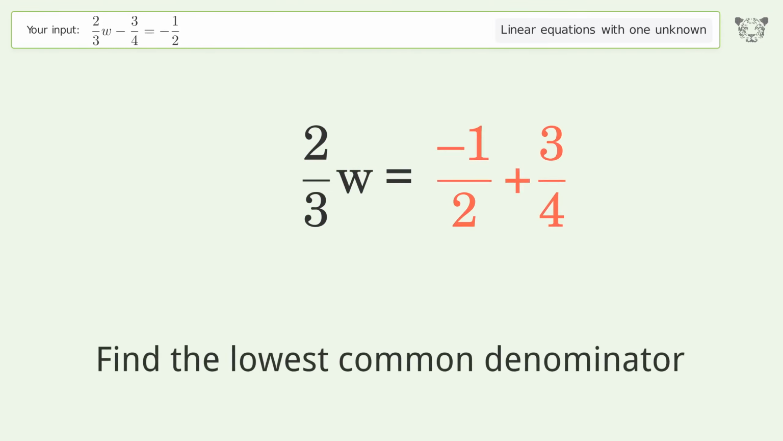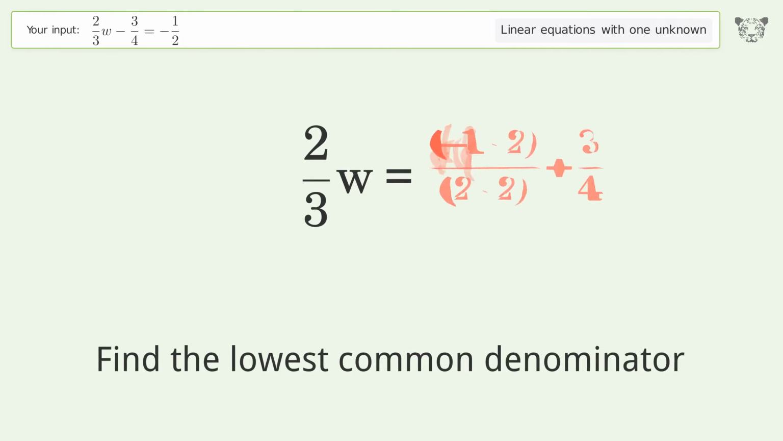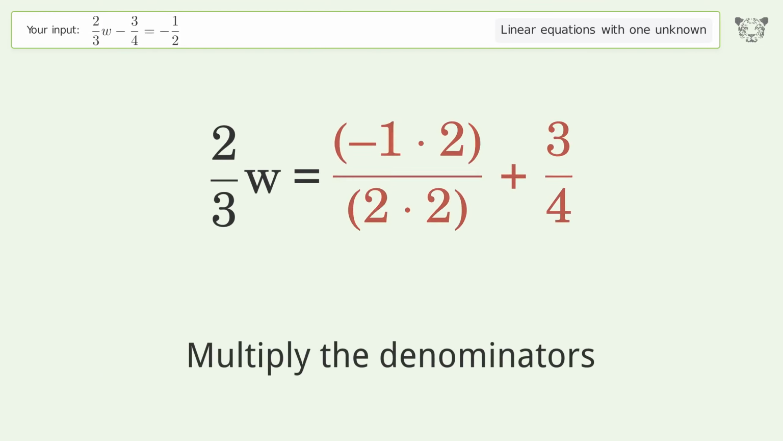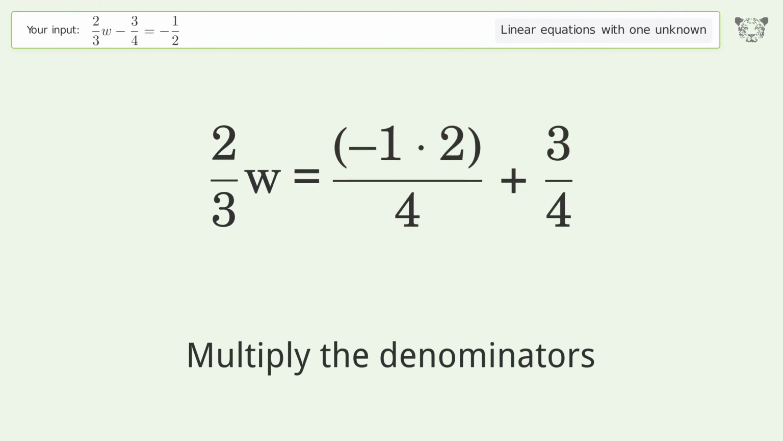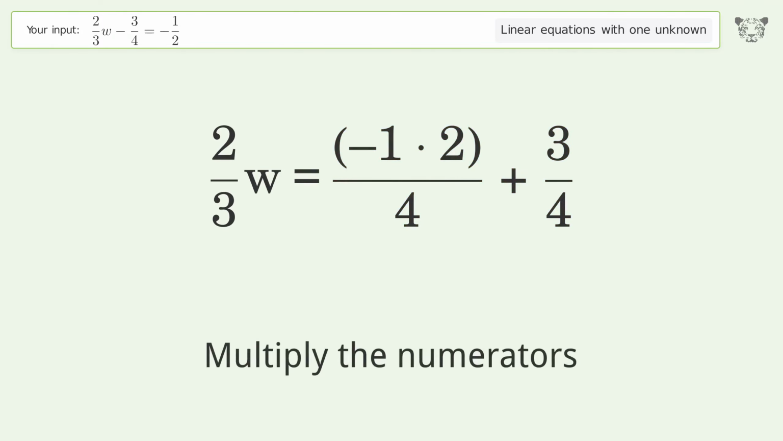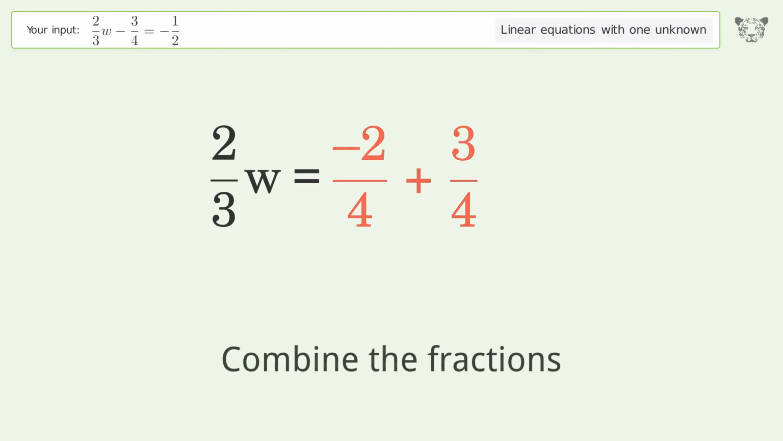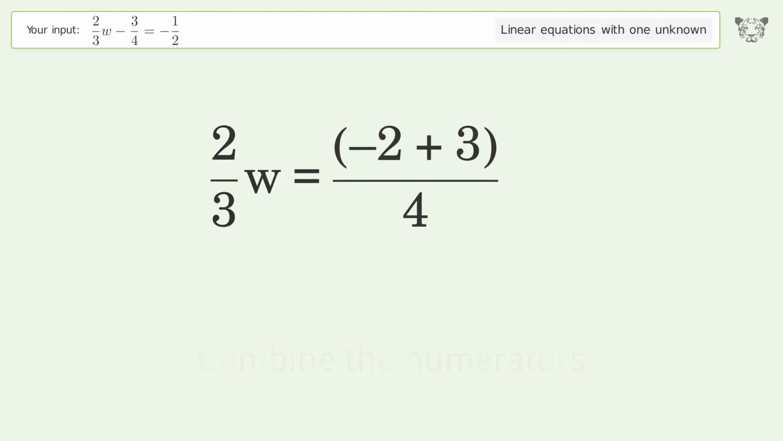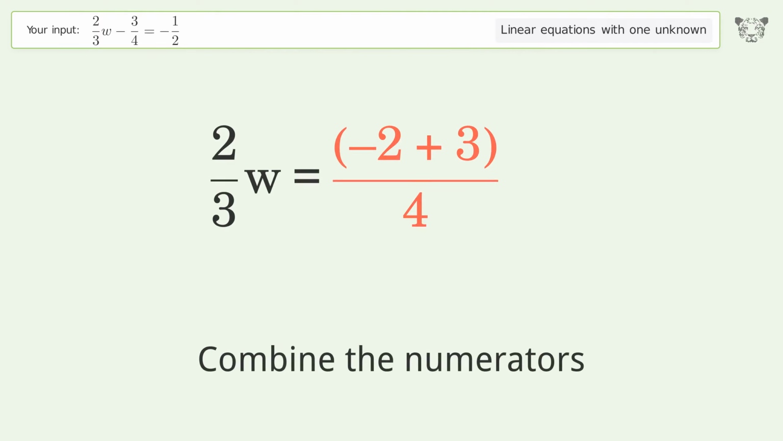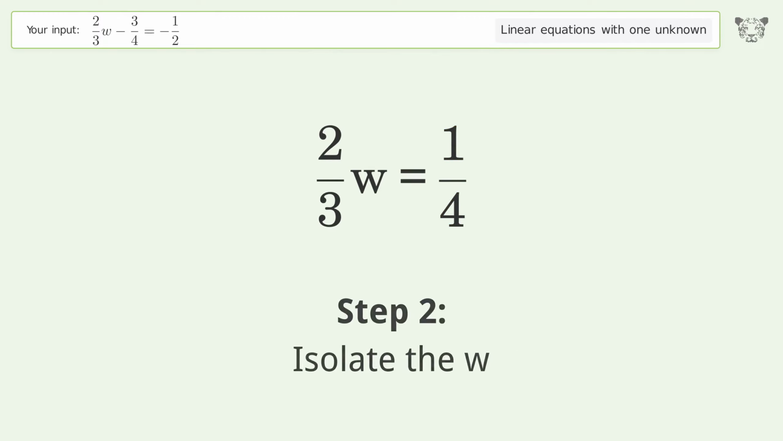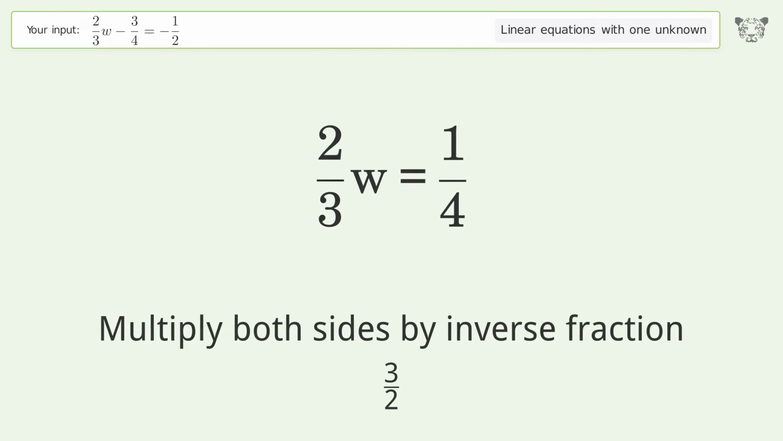Find the lowest common denominator. Multiply the denominators. Multiply the numerators. Combine the fractions. Combine the numerators. Isolate the w. Multiply both sides by inverse fraction 3/2.